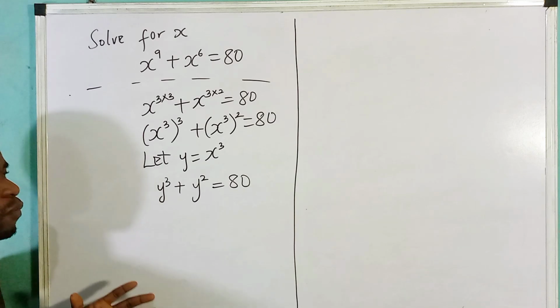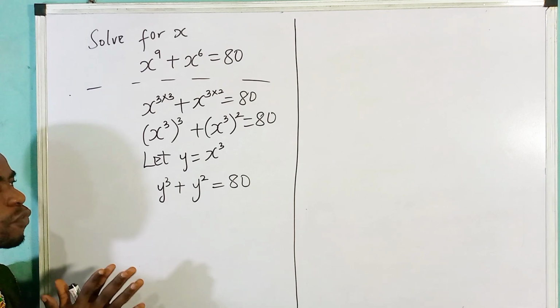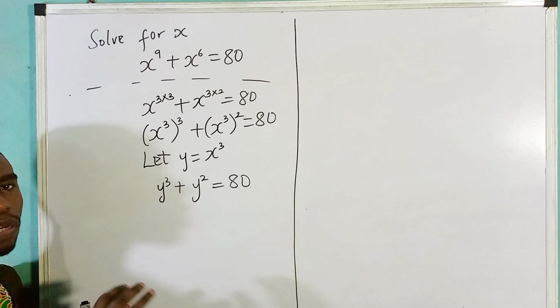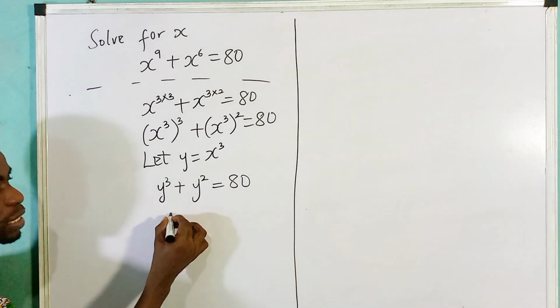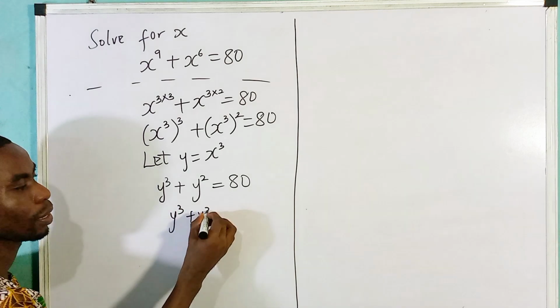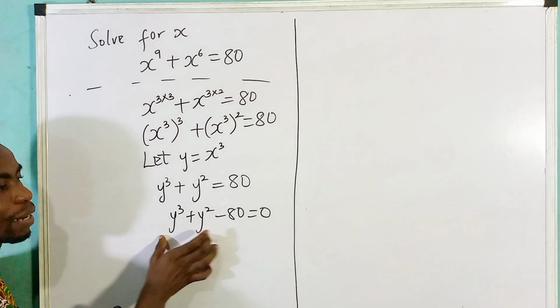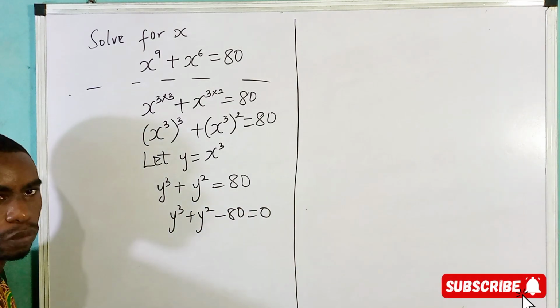So when we are looking for the solutions, first of all, we want to look for any value of y that will make this 0. Or let's rewrite this. We have y cubed plus y squared minus 80 equals 0. Any value of y that makes this left hand side equal to 0 is a solution.